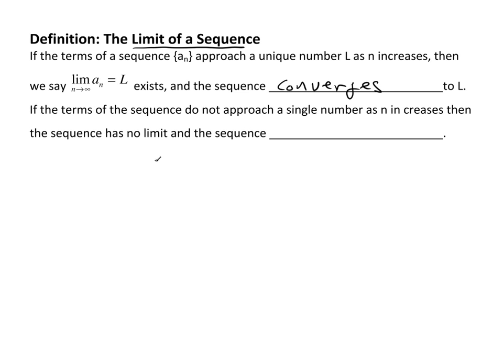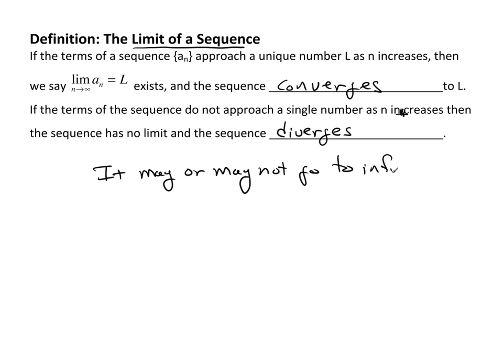to L. Now, if the terms of the sequence do not approach a single number as n increases, then the sequence has no limit, and the sequence diverges. Now, divergence here does not necessarily mean it goes to infinity. So it may or may not go to infinity.